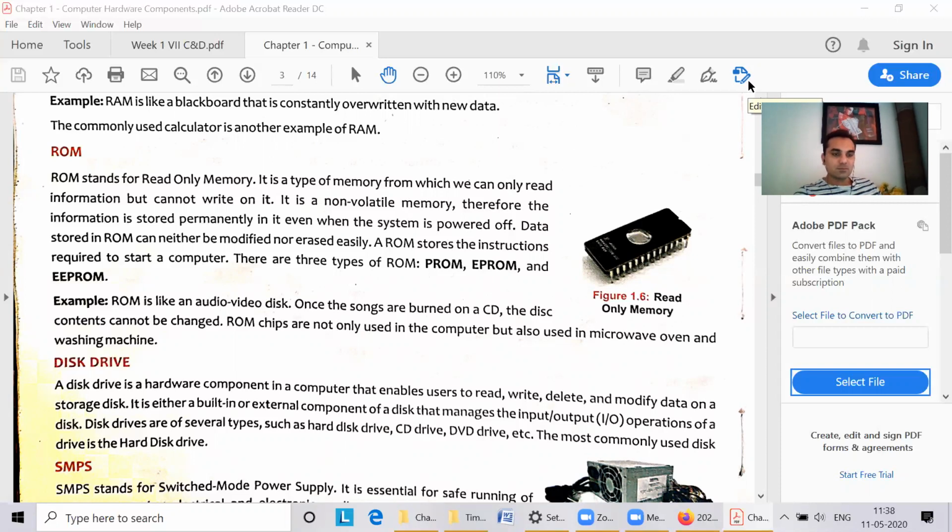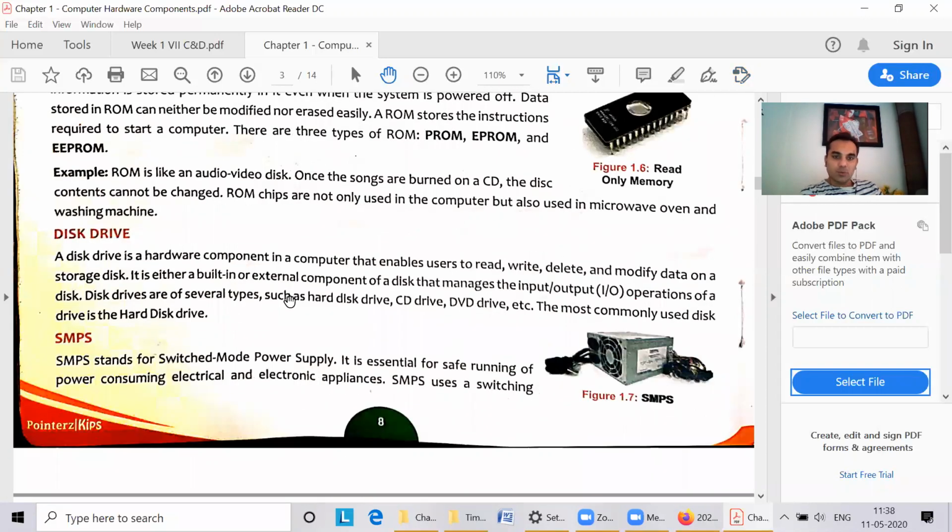Disk drive. A disk drive is a hardware component in a computer that enables users to read, write, delete, and modify data on a storage disk. Storage disk means hard disk, on which we read the data, we write the data, we delete the data, we modify the data.